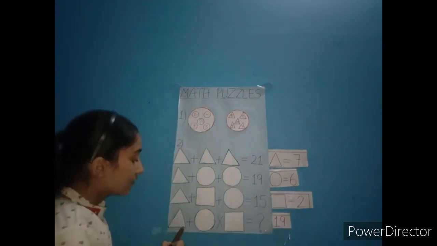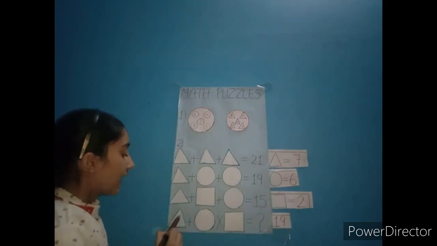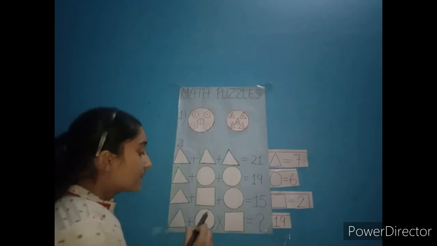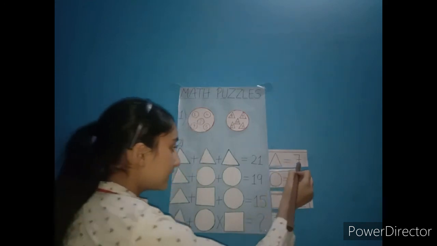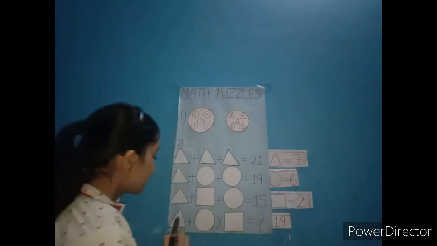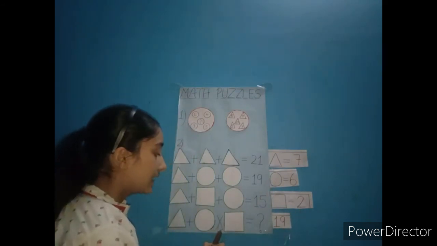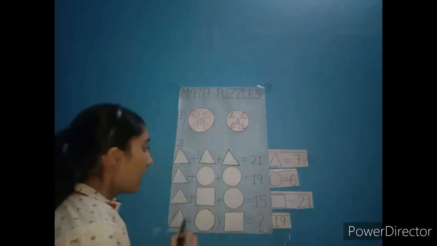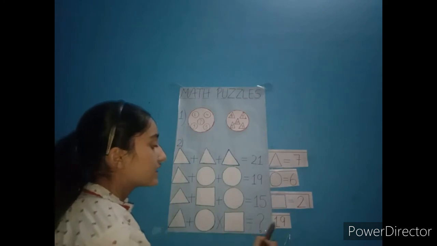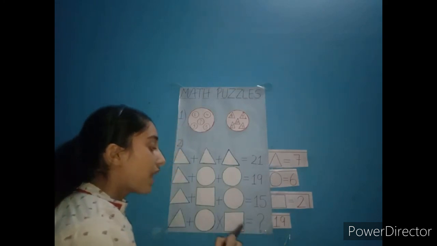Now the last and the final step. Here it is shown that one triangle plus one circle multiplied by one square is equal to question mark. We know the value of all three shapes. It is 7, 6 and 2. According to BODMAS, firstly we multiply. So 6 multiplied by 2 is equal to 12 and 7 plus 12 is equal to 19. So we have found the value of this question mark.